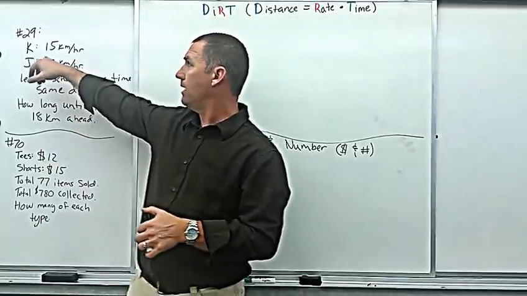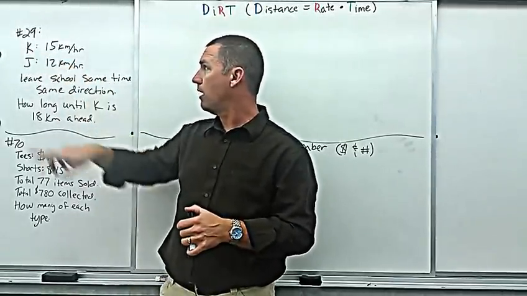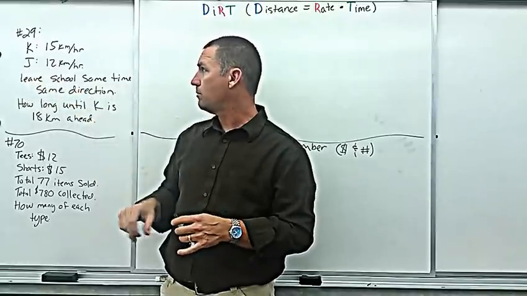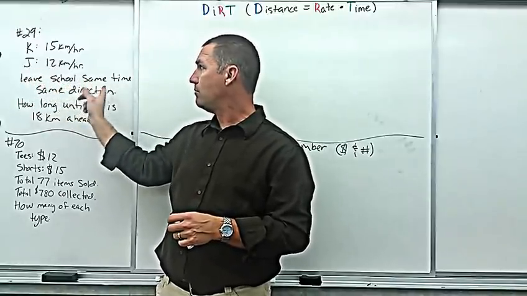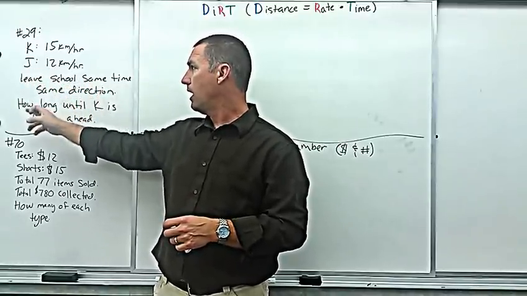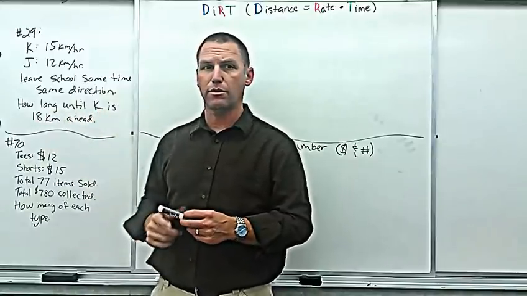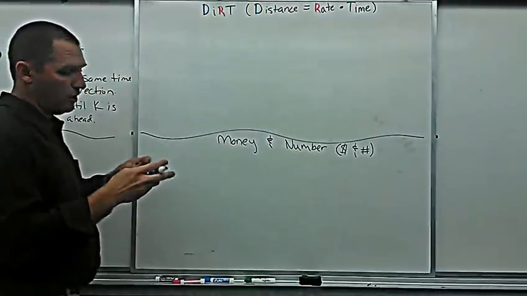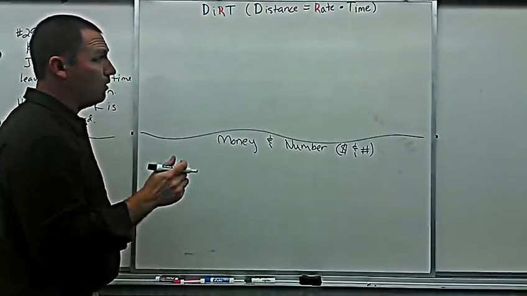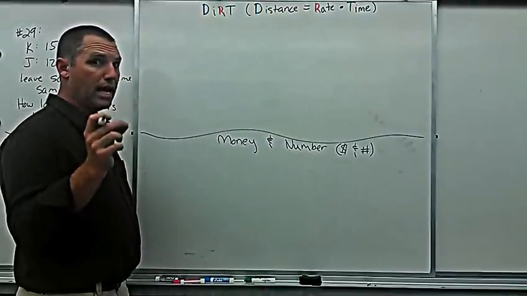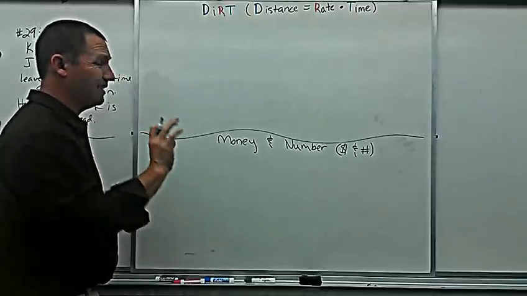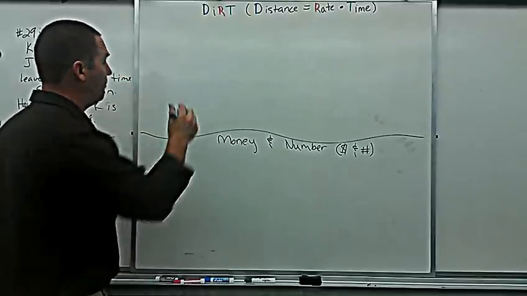And so we had Kelly, who was going 15 kilometers per hour. Jack was going 12 kilometers per hour. They leave the school at the same time in the same direction. How long will it take until Kelly is 18 kilometers ahead? So we're going to start, as we do with all of these, by drawing a diagram first. A diagram is super important because it helps me understand which type of DIRT problem I'm doing.